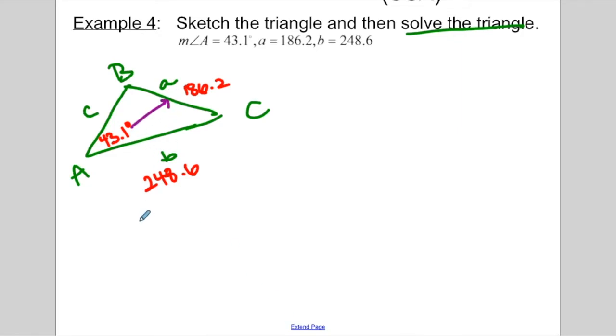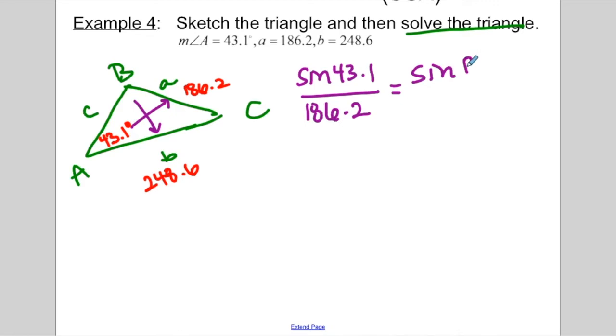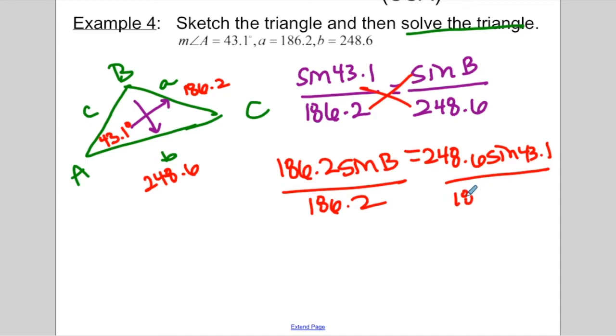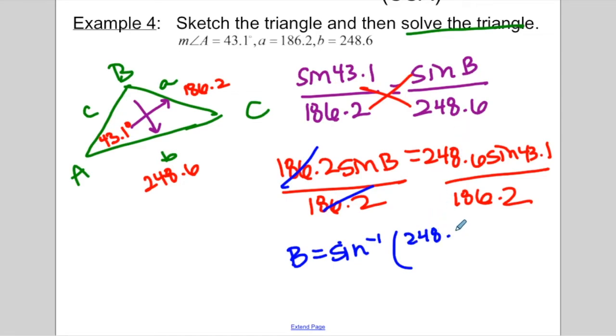All right, so I look at this. I see I have angle A and side A, and then I have side B, so that means I have to find angle B. So we have sine of angle A, 43.1, over side A, 186.2, set equal to sine of B over 248.6. From here, I'm going to cross multiply. It's 186.2 sine of B is equal to 248.6 sine of 43.1. I divide both sides by 186.2, and so I have sine of B is equal to this. To get B by itself, it is sine inverse of 248.6 sine of 43.1 over 186.2.